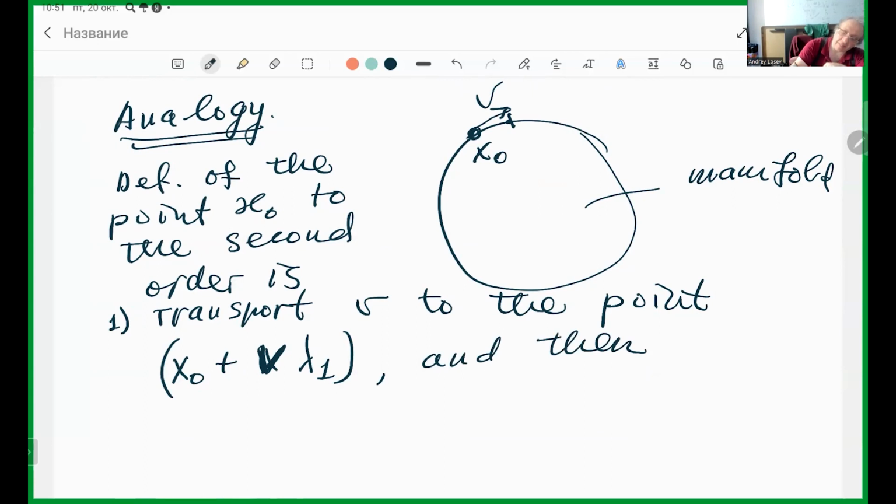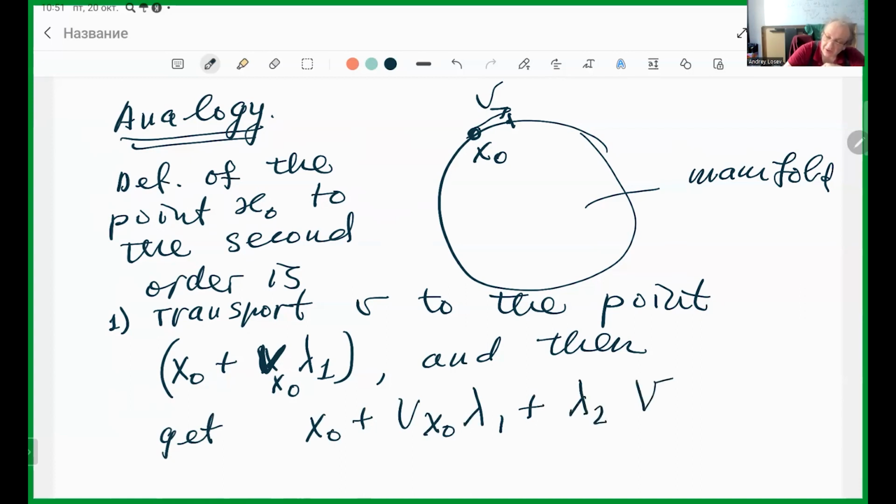And then we get x naught plus v, x naught lambda 1 plus lambda 2. And here I have v at a point x naught plus lambda 1 v1 v. This is how we do it.